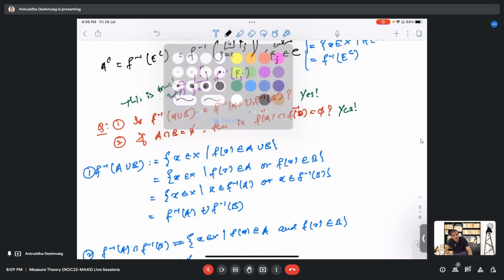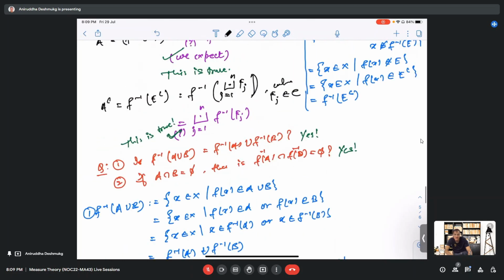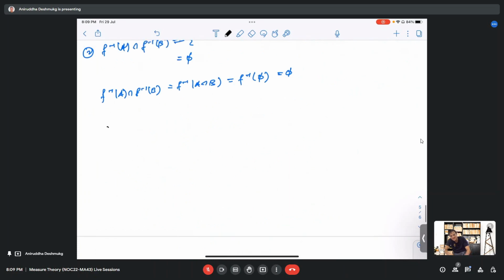Okay. Now once this is correct, it means A complement can be written as a disjoint union of elements of F inverse C. So A complement must be inside F inverse C. So what have we proved? We have proved this result.